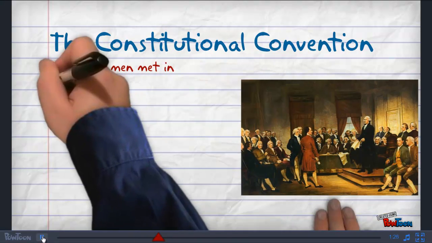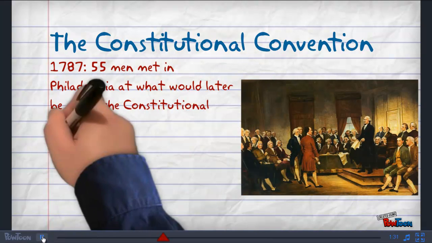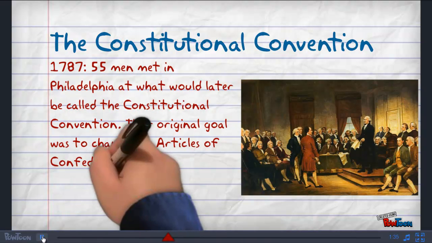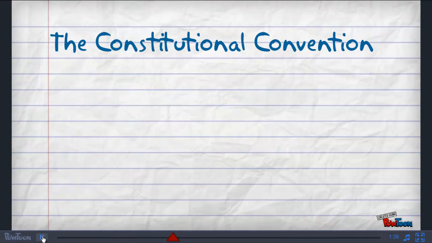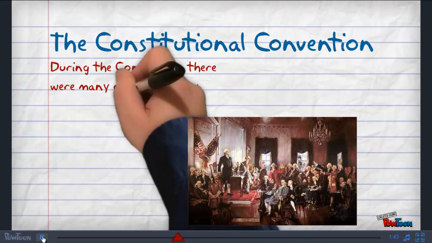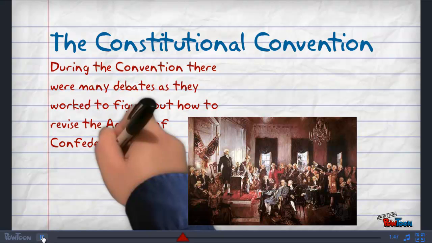In 1787, 55 men met in Philadelphia at what would later be called the Constitutional Convention. Their original goal was to change the Articles of Confederation to give the federal government more control. During the convention, there were many debates as they worked to figure out how to revise the Articles of Confederation.